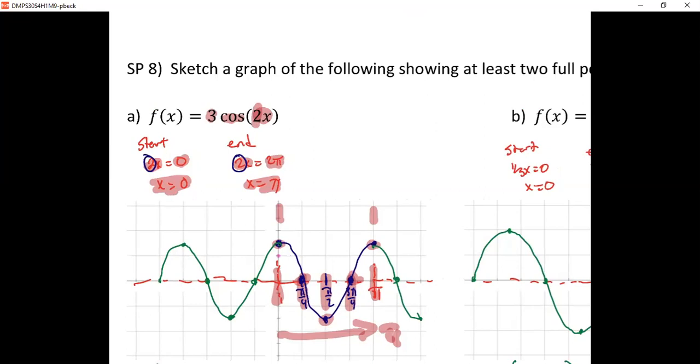The frequency is how many occurrences of the wave are between 0 and 2 pi. So if we continue this on out, 2 pi would be right here. What we see is 2 full sine waves from 0 to 2 pi. So that's why it's called the frequency, because it's how many occurrences we have.